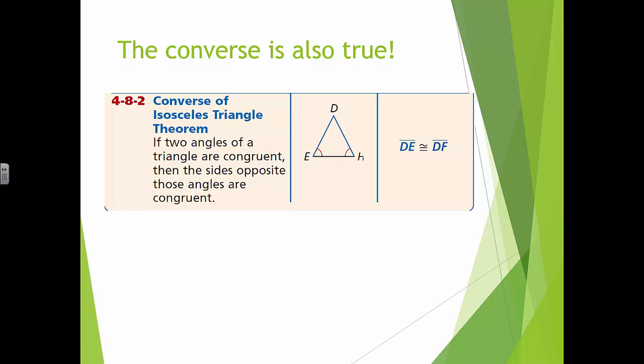All right, the converse of the isosceles triangle theorem is also true, which means if the base angles are congruent, then it's okay to assume that the legs are congruent. If two angles in a triangle are congruent, then the sides opposite those angles are congruent. In other words, the legs are congruent.